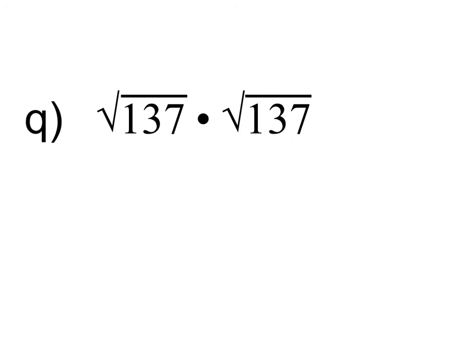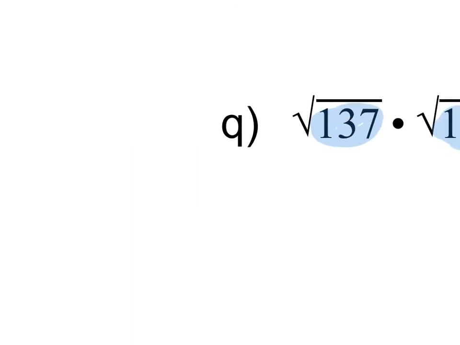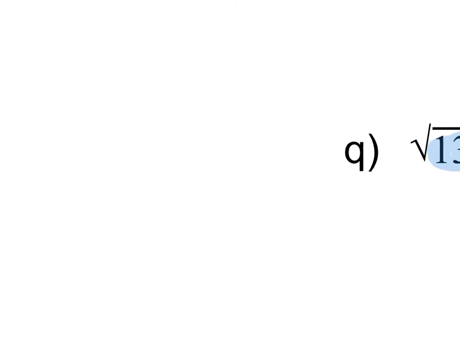Okay, hear me out. So the square root of 137 times the square root of 137. What do you notice about this problem? Well, it is the same number underneath both square roots. So let's deal with some little bit easier numbers. What would you say if I said what is the square root of 4 times the square root of 4? Well, you can solve that. That would be 2 times 2, which would just be what?